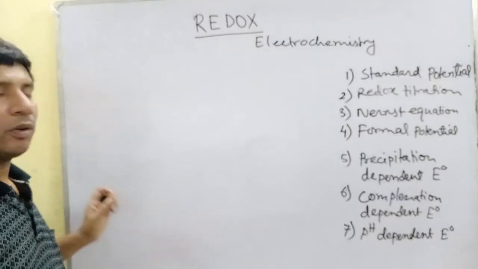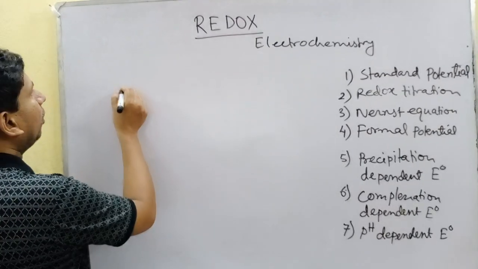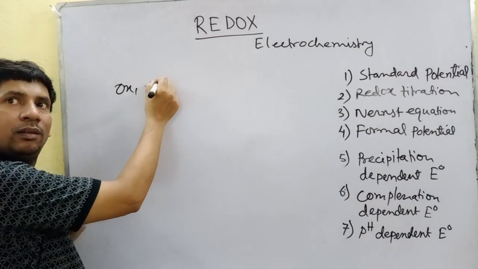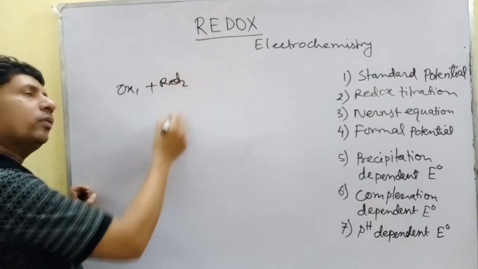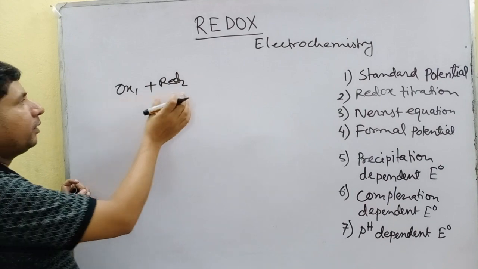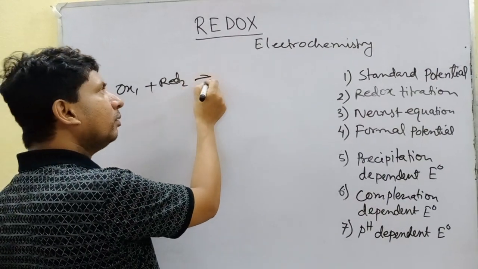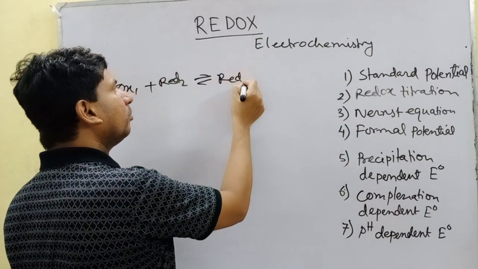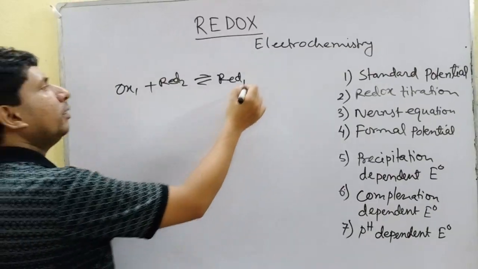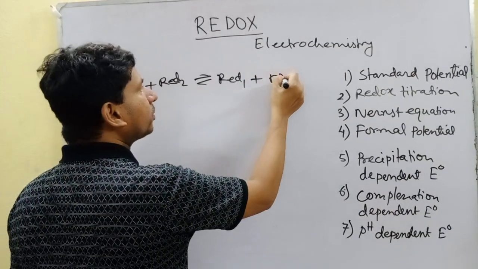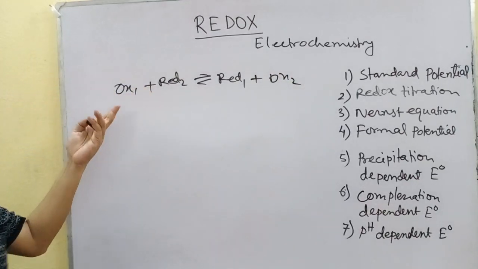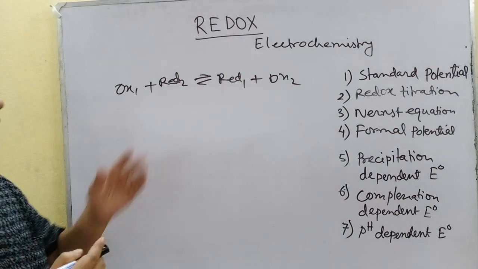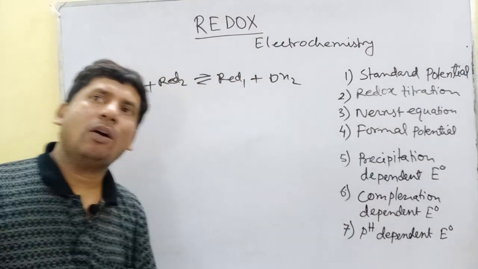Now, if we consider OX1 plus RED2, that is oxidant 1 and reductant 2, then what will be the reaction? It will be RED1 plus OX2. That means the oxidant will convert to reductant and the reductant will convert to oxidant.